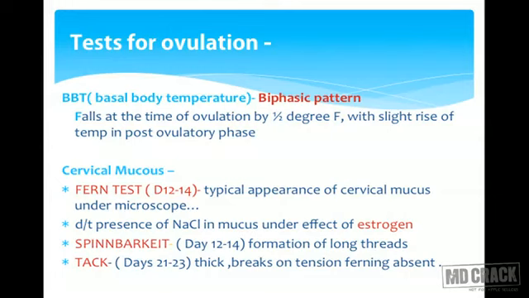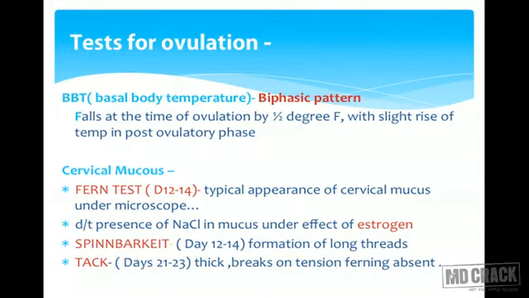Basal body temperature, that is BBT. We all know that whenever there is ovulation, there is release of ovum, formation of corpus luteum that secretes progesterone. So the temperature, if taken in a woman once she gets up from the bed before she eats, in Fahrenheit, and she marks it on a graph, there is a fall at the time of ovulation by 0.5 degree Fahrenheit, and once ovulation is there and release of progesterone is there, then there is slight rise in the temperature in post-ovulatory phase.